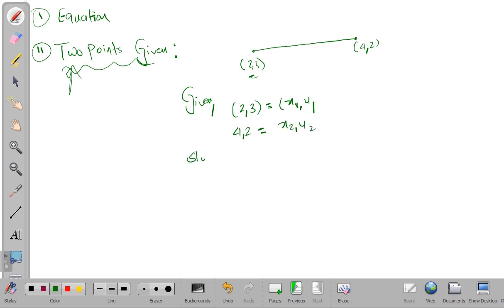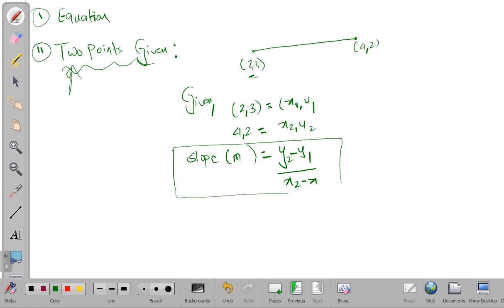And for finding the slope, let us just write m for this part. m is equal to y2 minus y1 by x2 minus x1. This is the formula that we have to memorize. Whenever two points are given, you have to use this formula: y2 minus y1 by x2 minus x1.